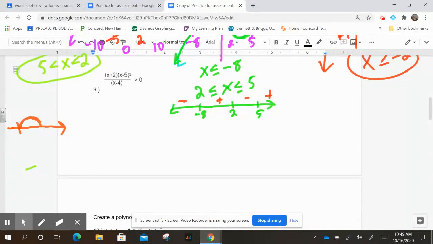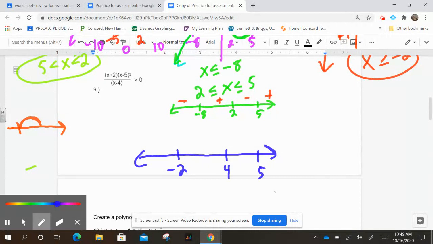All right, number 9. Okay, now you should definitely do this one with sign analysis. We're going to put all these numbers in here, so it's going to be the opposite, right? So instead of +2, it's -2. You got 4, and then you got 5. And you're going to pick points that aren't these points in between there. So let's go with like -10. Let's go with 0. Let's go with 4.5.